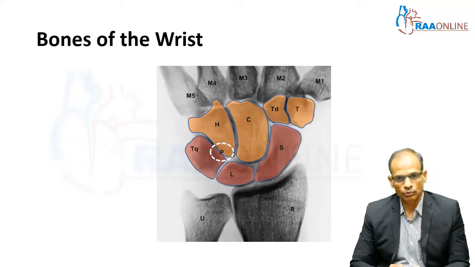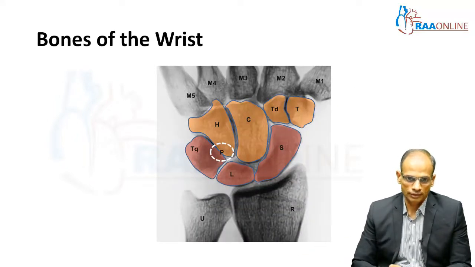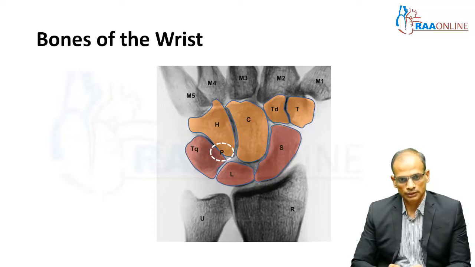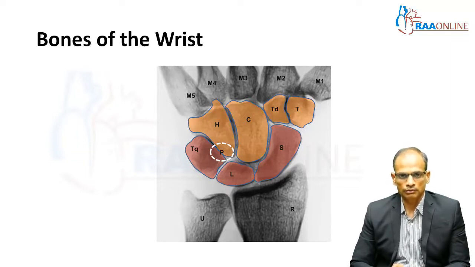Now let's start with the bones of the wrist. As we all know, the wrist has got the radius and the ulna, which is component of the forearm. It has got the scaphoid, lunate and the triquetrum, which is the proximal carpal row. The hamate, capitate, trapezoid and the trapezium forming the distal carpal row. And then of course we have the articulations between distal carpal row and the base of the metacarpals.